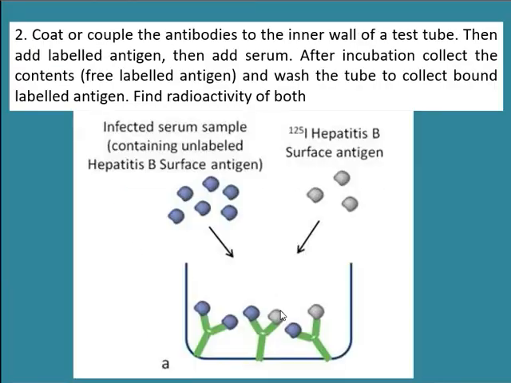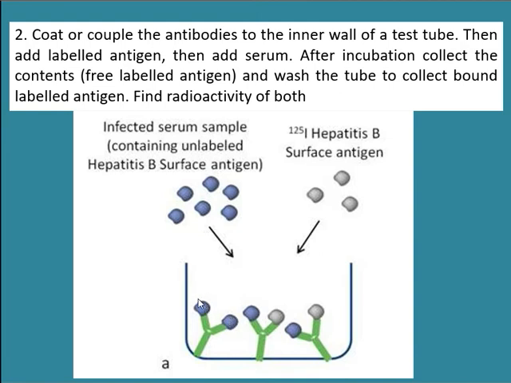Now, another method is this: in your reaction tube, you can pre-coat the tube with the primary antibodies. So you have pre-coated your reaction tube with the primary antibodies. You added the labeled antigen, the hepatitis B labeled antigen in the kit. Then you added the patient's sample, which contains the unlabeled antigen or the serum antigen.